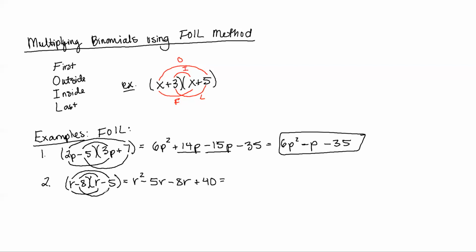Okay, and now let's combine like terms. So we have an r squared in the front. Negative 5, negative 8 is negative 13r plus 40.